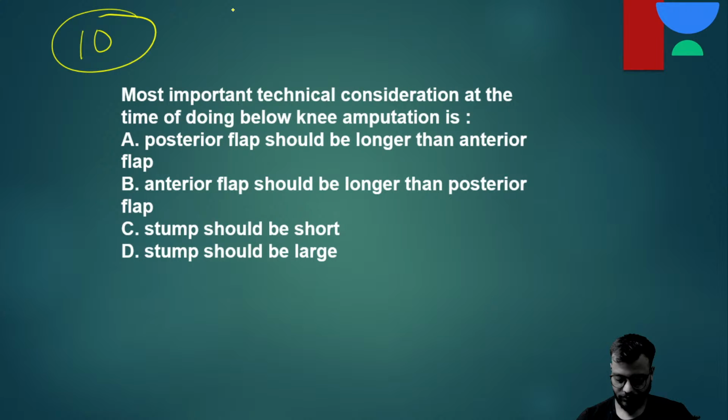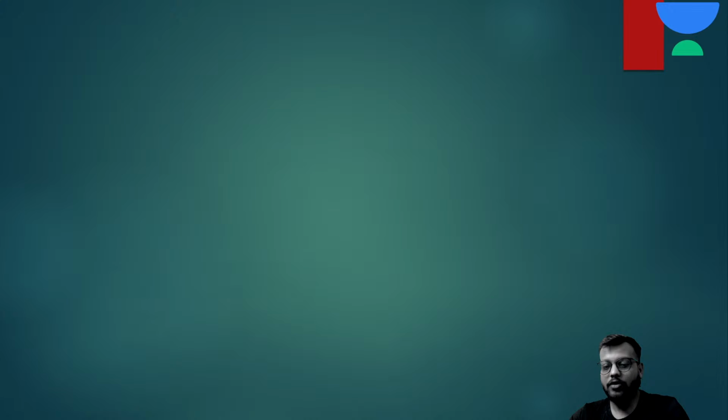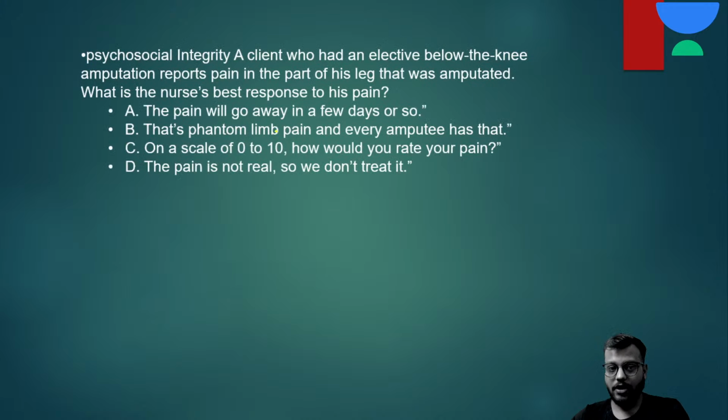okay, so the answer is A, we have already discussed that posterior flap should be longer for the closure। okay, so the answer is B, fish mouth incision hota hai। okay, now next question is, a client who had an elective below knee amputation reports pain in the part of his leg that was amputated. What should be the nurse's best response to his pain?